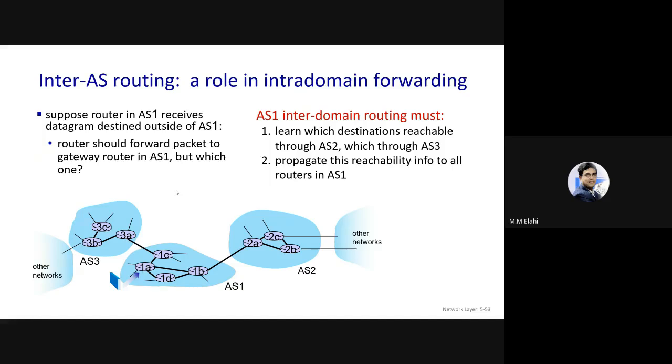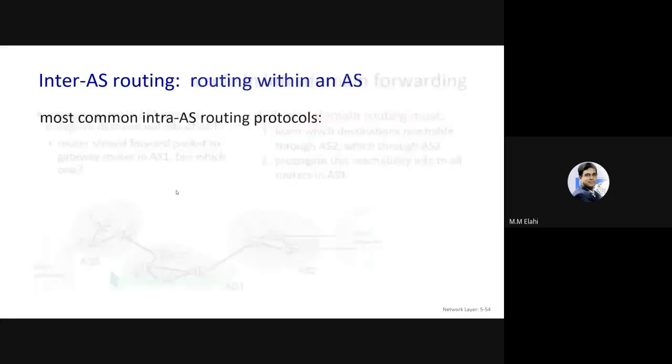It will learn which destinations are reachable through autonomous system 2, which through autonomous system 3, and propagate this reachability info to all routers in autonomous system 1, so that whenever a packet comes to the internal routers, they will also know which gateway router to forward the packet to. So this is the idea.